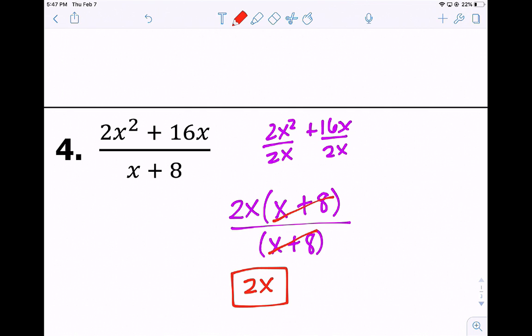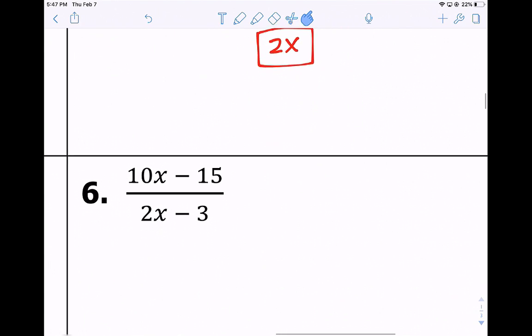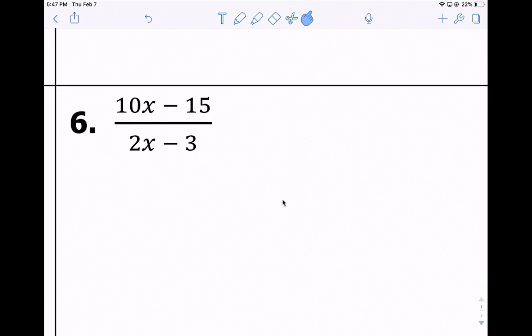Okay, let's do one more like that. We're going to do number 6. So number 6, we have 10x minus 15. So again, you might think, oh, this is a difference of 2 squares. Well, again, it's not. It is a difference, but this is not a perfect square. 10 is not a perfect square, and 15 is not a perfect square. So not a difference of 2 squares.